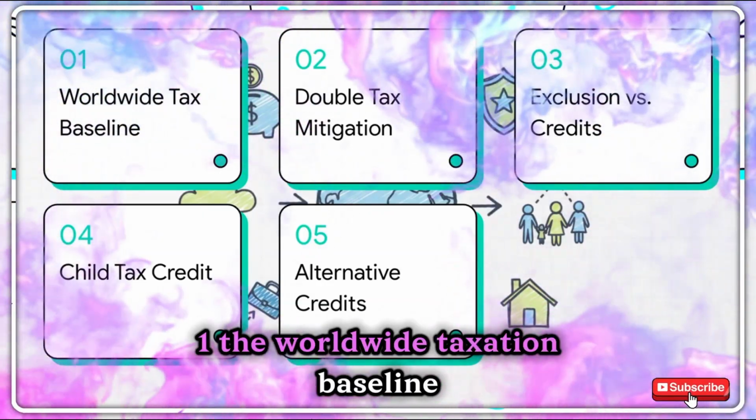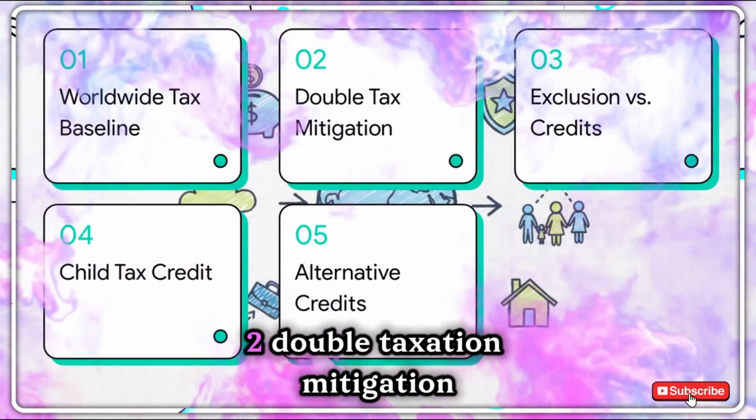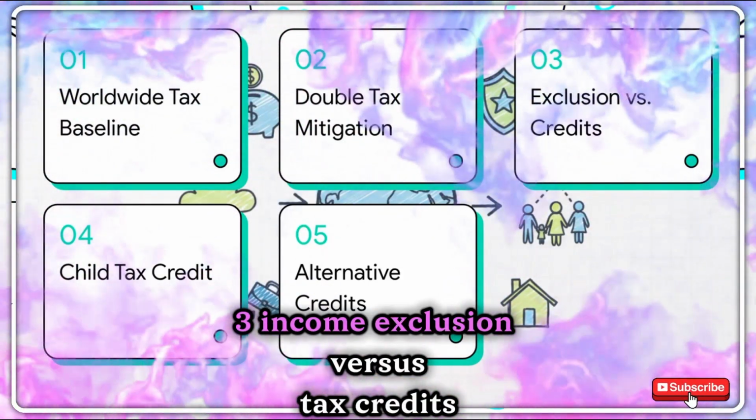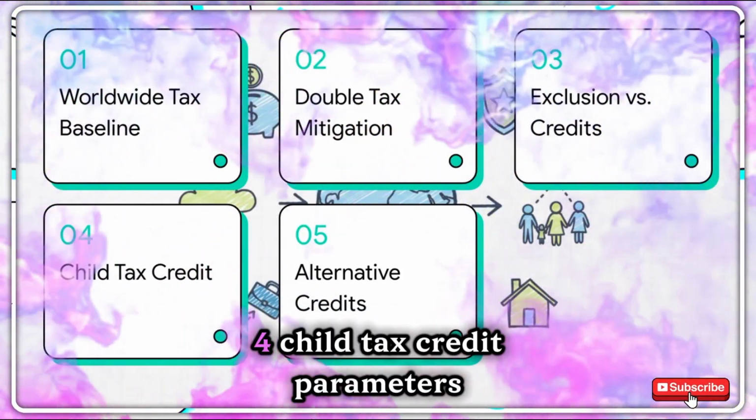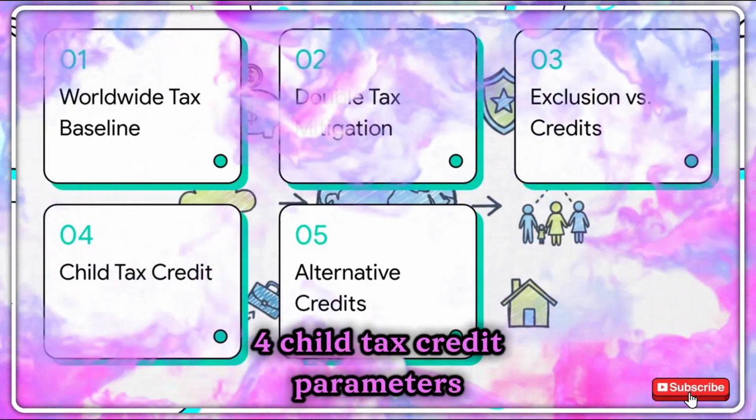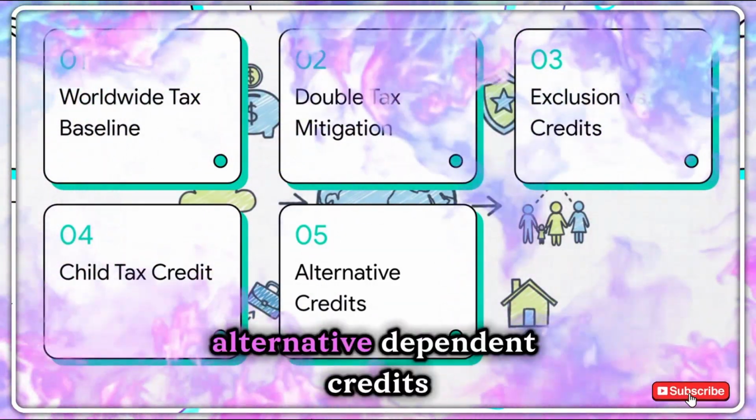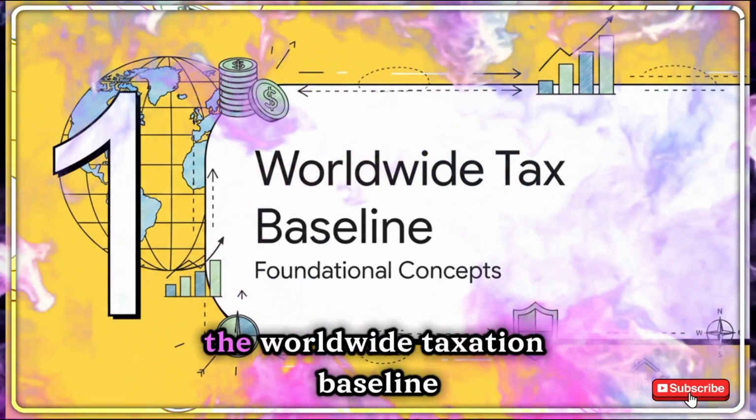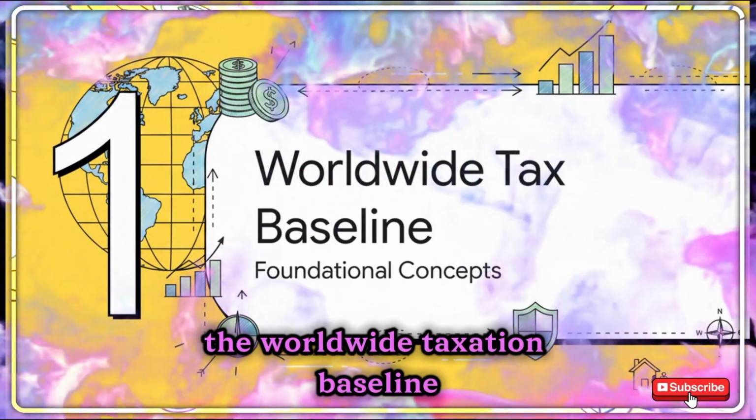Here's our roadmap. 1. The worldwide taxation baseline. 2. Double taxation mitigation. 3. Income exclusion versus tax credits. 4. Child tax credit parameters. And finally, 5. Alternative dependent credits. Starting off with Section 1, the worldwide taxation baseline.